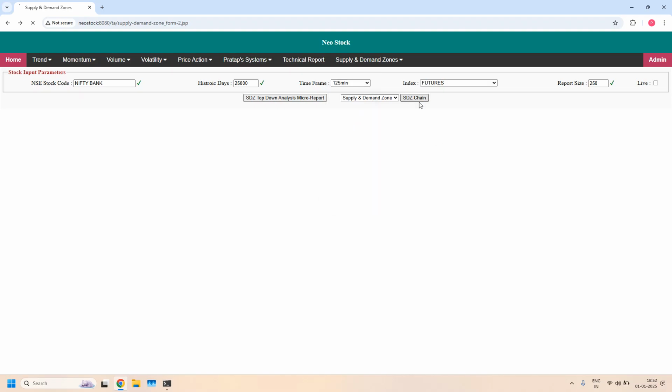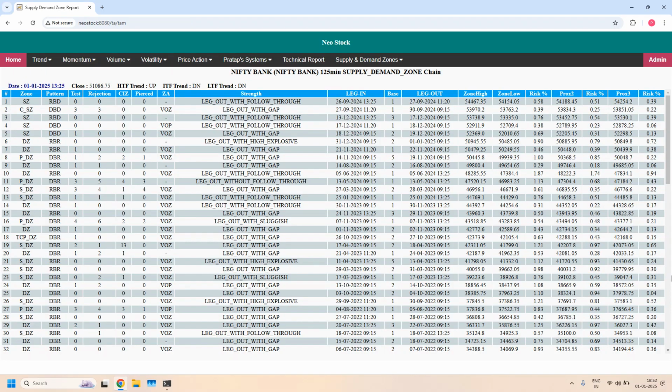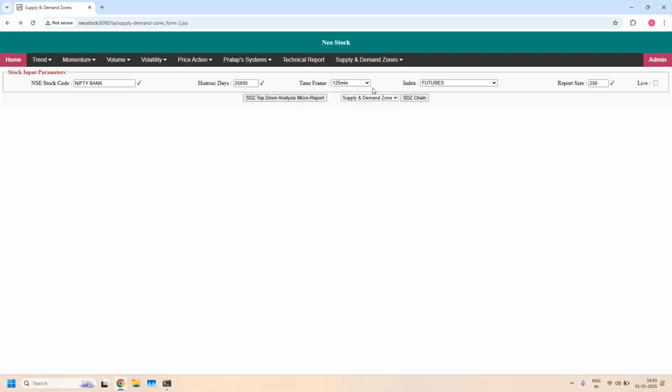Next, 125 minutes supply demand zone chain for BANKNIFTY. Next, 75 minutes supply demand zone chain for BANKNIFTY.